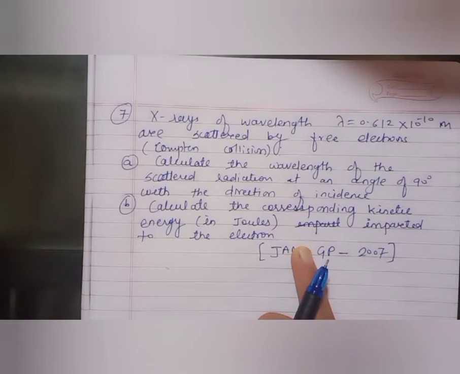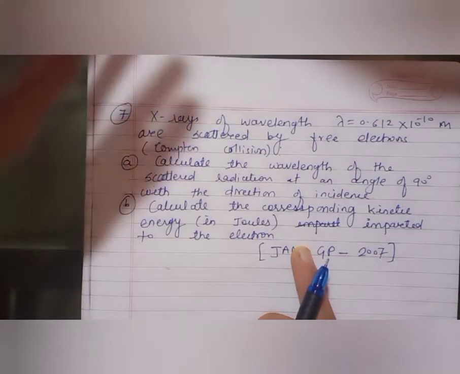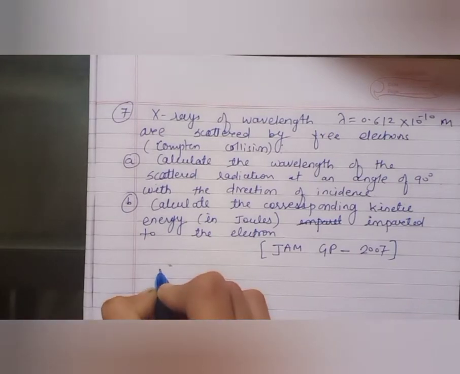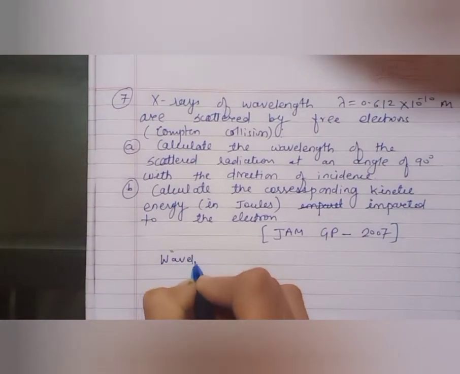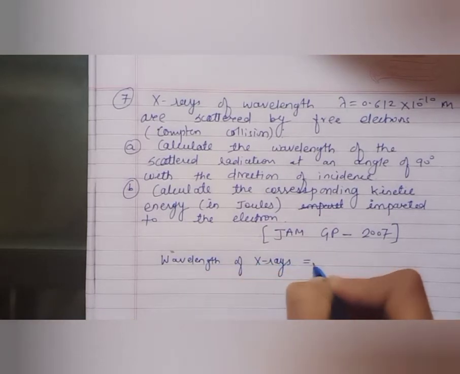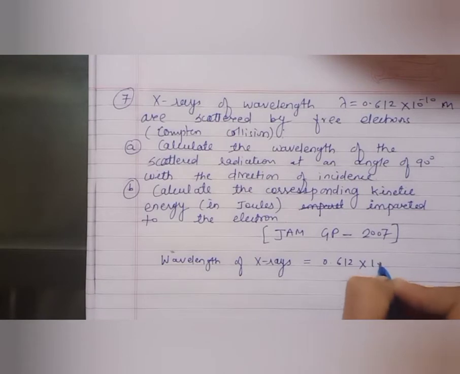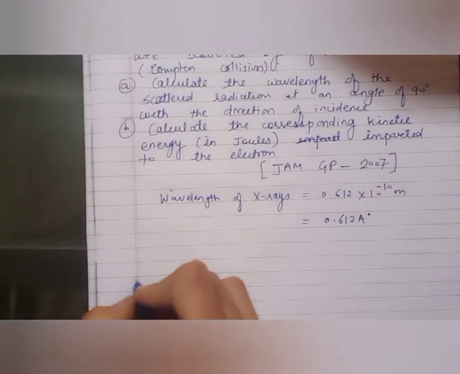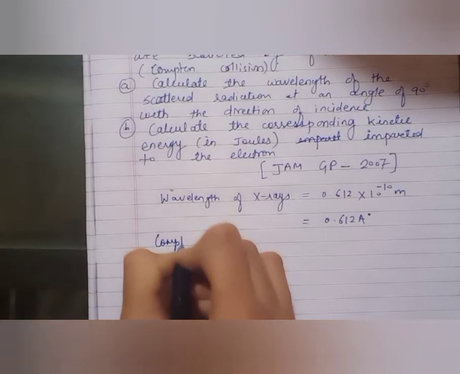Okay, so here what we will do. We know that what is given is the wavelength of X-rays. The wavelength of X-rays is given to be 0.612 into 10 raised to minus 10 meter, or if we write in terms of angstrom, it is 0.612 angstrom unit. Now, you know the formula for Compton shift.